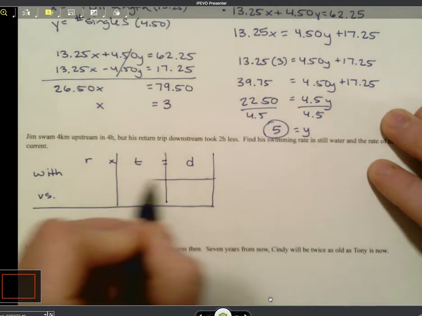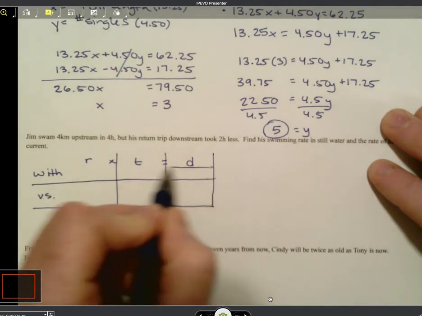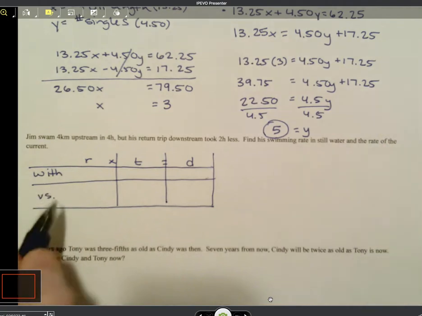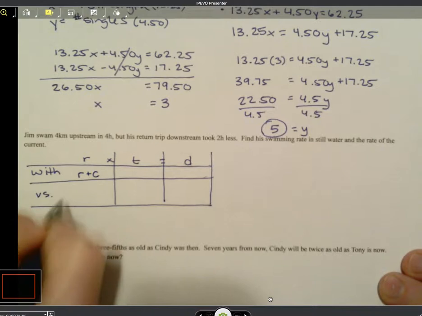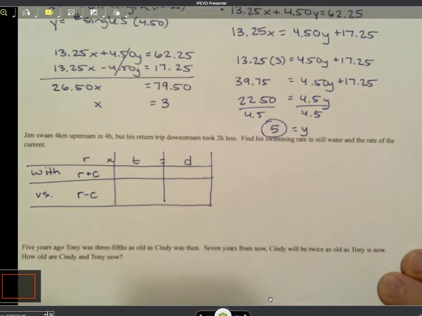Make my table. Okay, so with the current, that means you're going faster. We have the rate plus the current. Against the current, we have rate minus current.